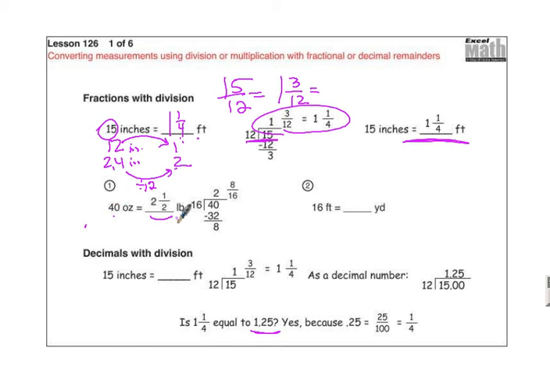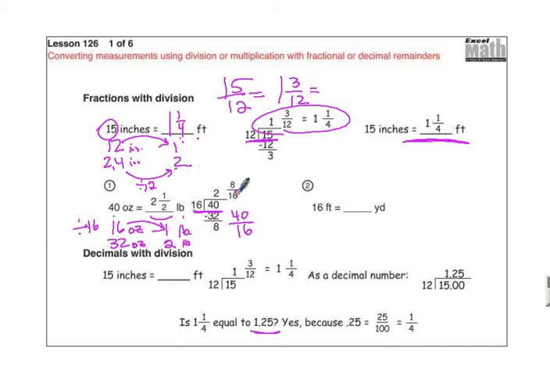40 ounces equals how many pounds? Again, if this said 16 ounces, you know the answer would be 1 pound. If this said 32 ounces, you know the answer would be 2 pounds. So how am I going from this number to this number? I'm dividing by 16. And you can see they took 40 divided by 16. It goes in twice, which is 32. You have a remainder of 8.